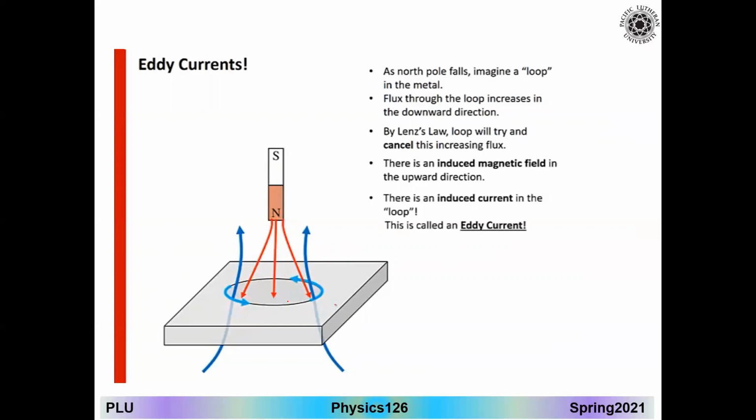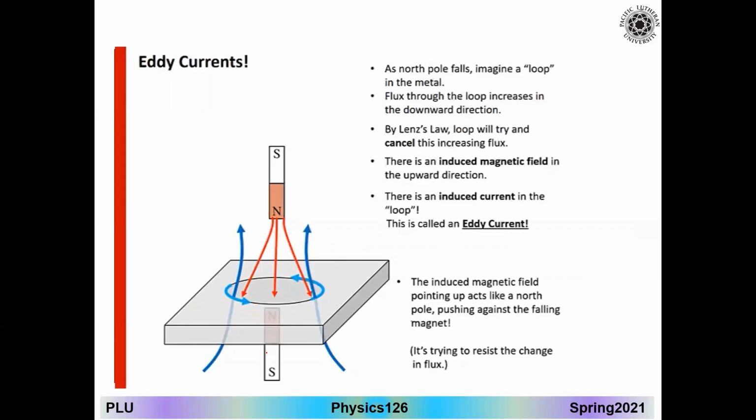Okay. So another perspective: if you look at the induced magnetic field pointed up, we can imagine this as another magnetic rod here, with the north pole pointing up. So we can imagine the induced magnetic field as another magnetic rod that just tries to resist the change in the flux. So this idea has many applications.